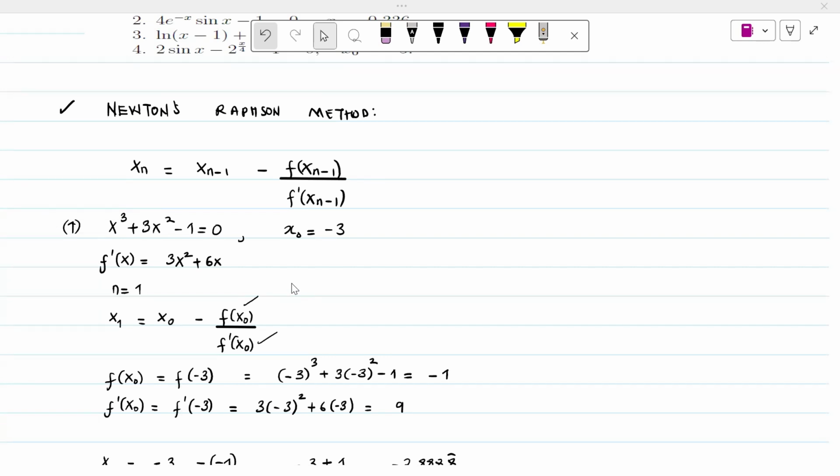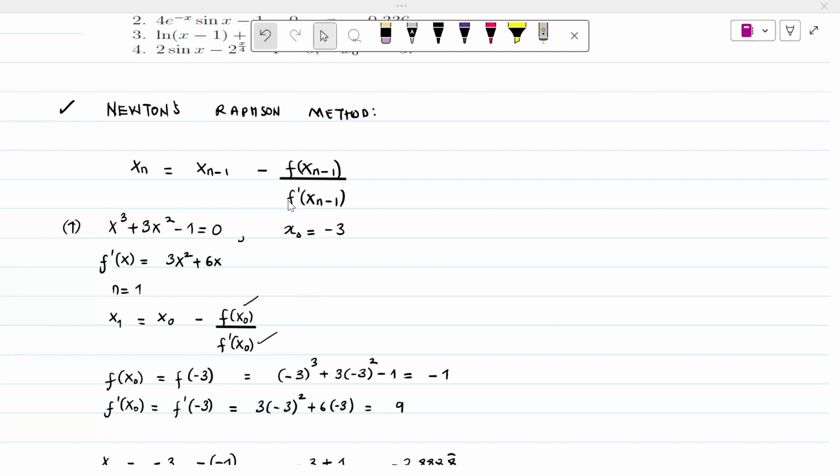Just like I mentioned in the previous session, the only condition that we have for Newton's Raphson method is when the derivative is a problem. What if the derivative is equal to 0? That's the only problem that we have. So f prime at xn minus 1 should never be equal to 0 as a condition.